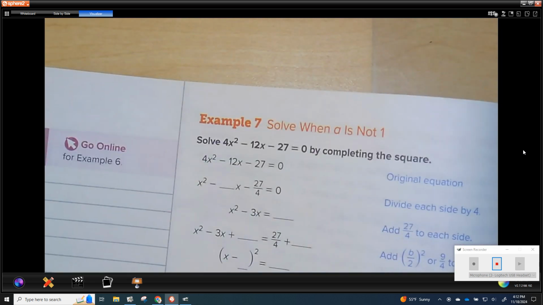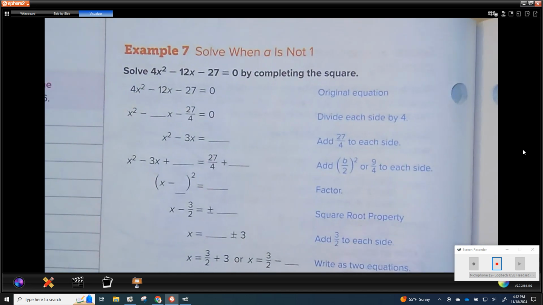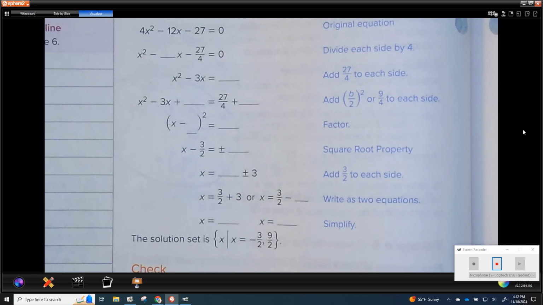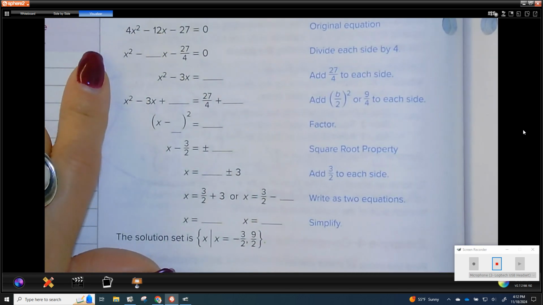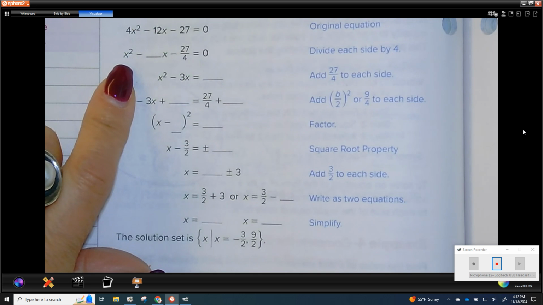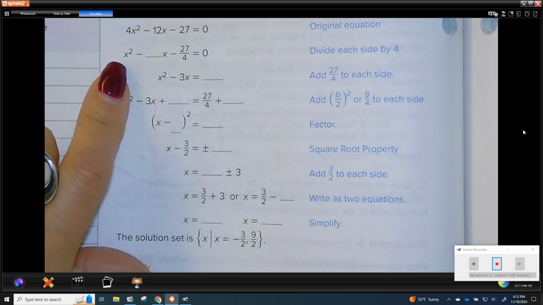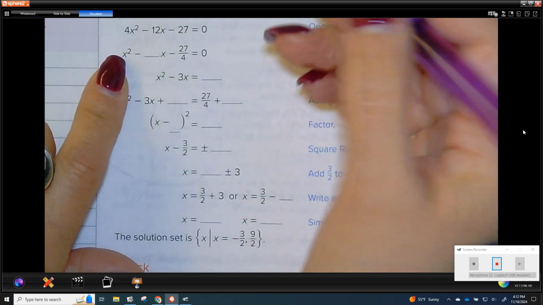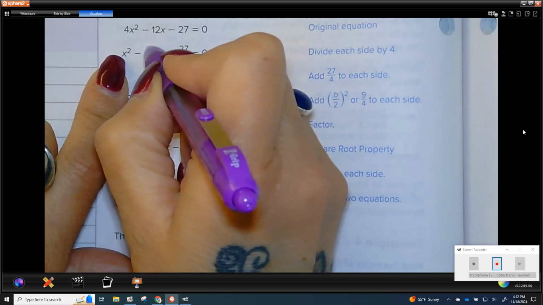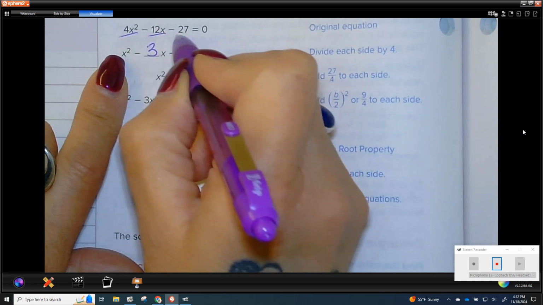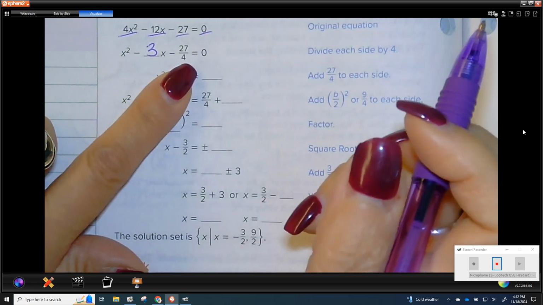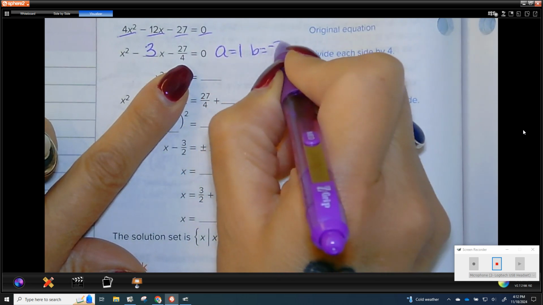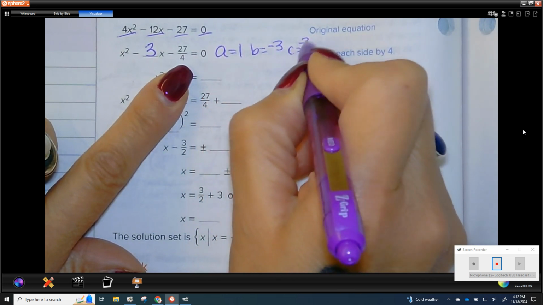Example 7. We're going to complete the square on this, but this one, 4 is a square, but it's really a lot easier when we have an A of 1. So we're going to divide everything by 4. So we're going to get a fraction. Divide that by 4, that by 4, that by 4, 0 by 4, we get this. So now our A is 1, B is negative 3, and C is negative 27 over 4.